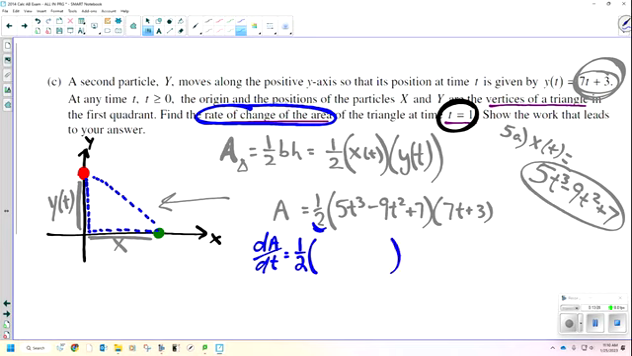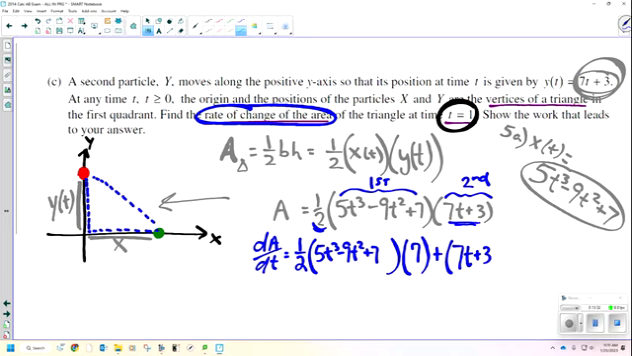Okay? It's the first. This is my first, just as it is: 5t cubed minus 9t squared plus 7. It's the first times the derivative of the second. The derivative of that second is just 7. Plus the second, just as that is, 7t plus 3, times the derivative of the first. So I need the derivative of the first function, x of t, which is 15t squared minus 18t. This is the derivative.